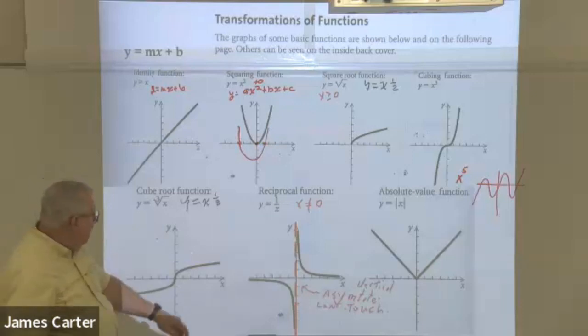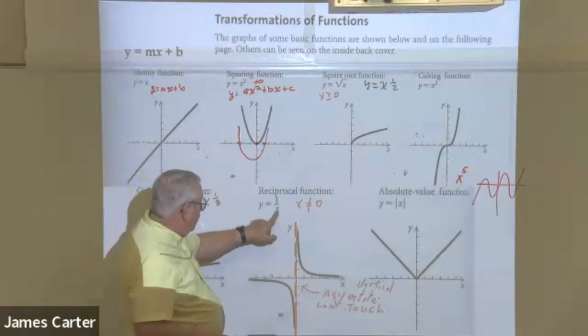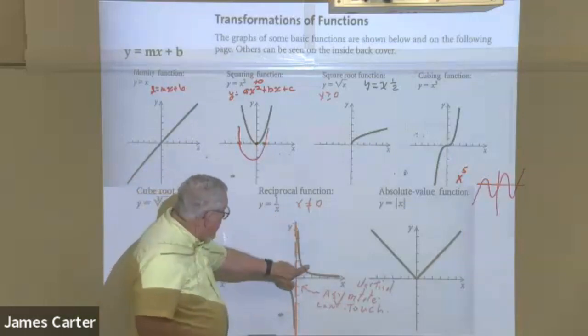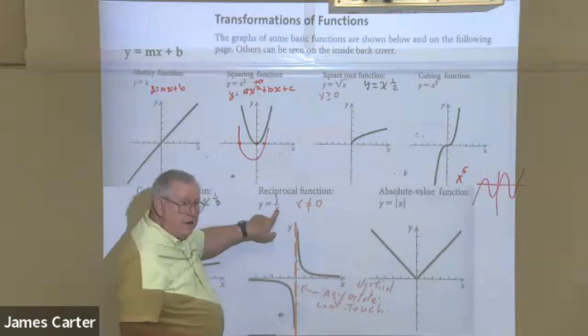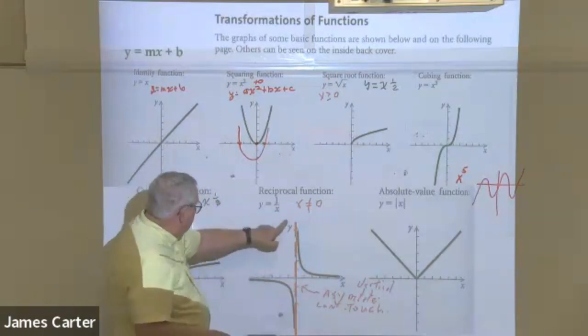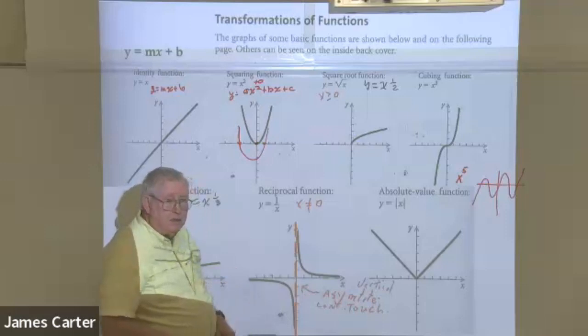Okay. Let's look at this one. 1 over x. This is one you need to be aware of. Typically, when you have a variable in the denominator, you're going to have something like this, or it could be like this, depending on the problem.